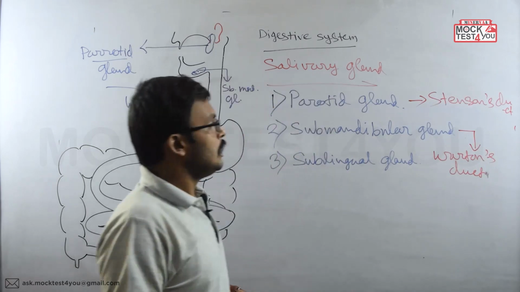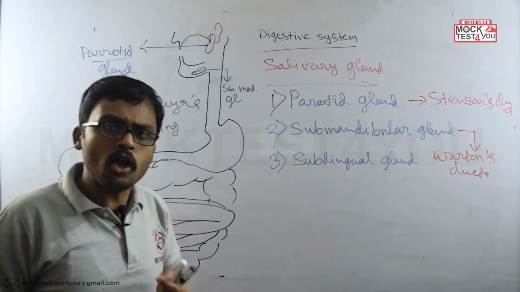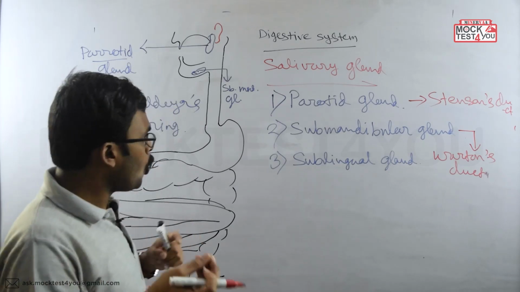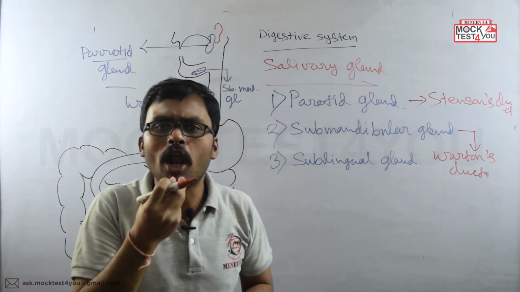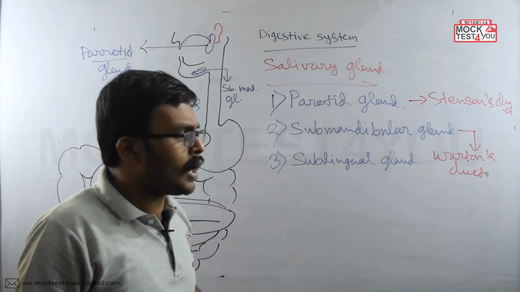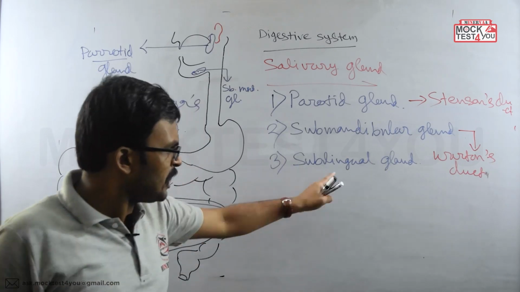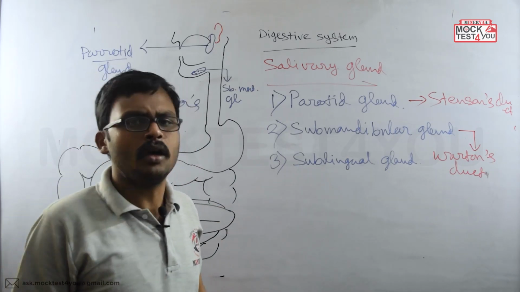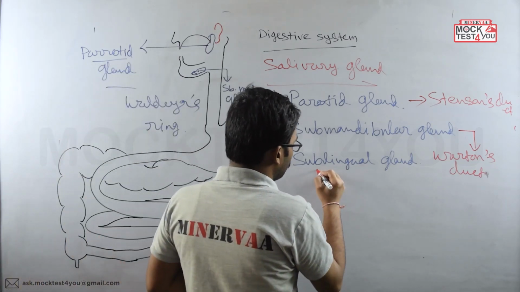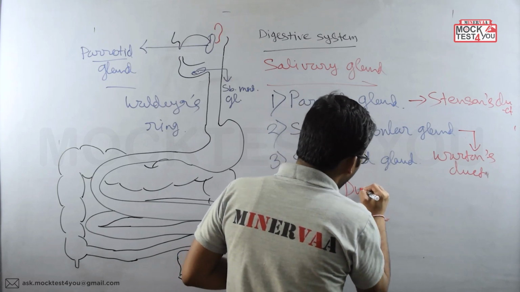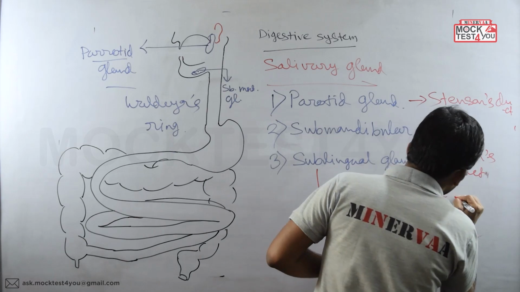Okay? And the sublingual gland, they also have ducts to secrete the saliva inside the oral cavity, okay? And what is the name of those ducts which are secreting the salivary secretion? Those ducts are known as the duct of Ruvinus, okay? Duct of Ruvinus.